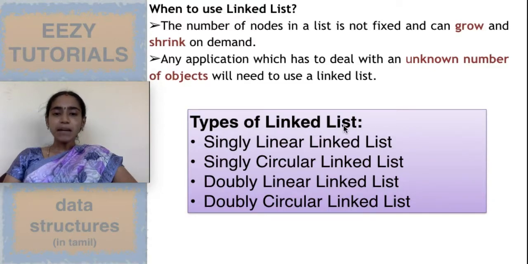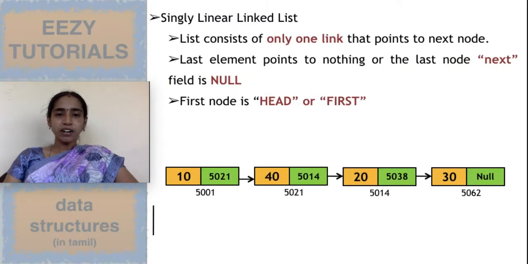Then, types of linked list. There are 4 types of linked list: singly linear linked list, singly circular linked list, doubly linear linked list, doubly circular linked list. Let us see one by one. So first, singly linear linked list. You will be having only one link that will be pointing to the next node. The example we saw for linked list was itself a singly linear linked list. The last node's next part will be null. The first node is called head.